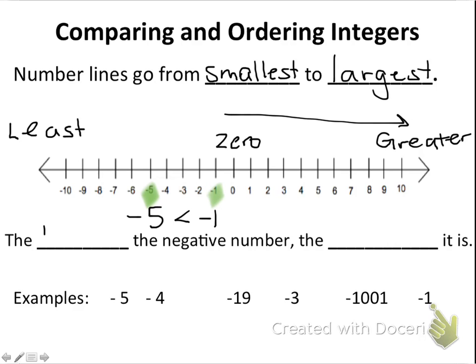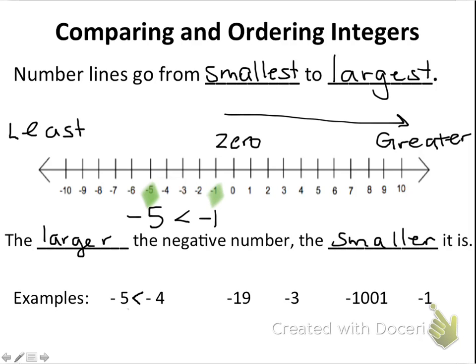So the larger the negative number, the smaller it is. Let's do some examples down here, where we fill in the less than or greater than sign. We have negative 5 and negative 4. Well, negative 5 is the larger negative number, which means it's smaller than, so I'll put my less than sign before negative 4.